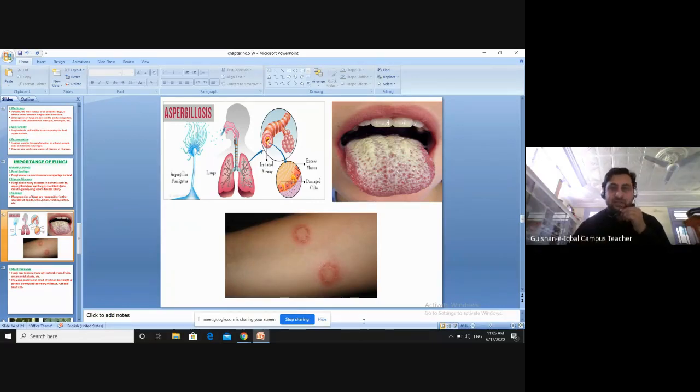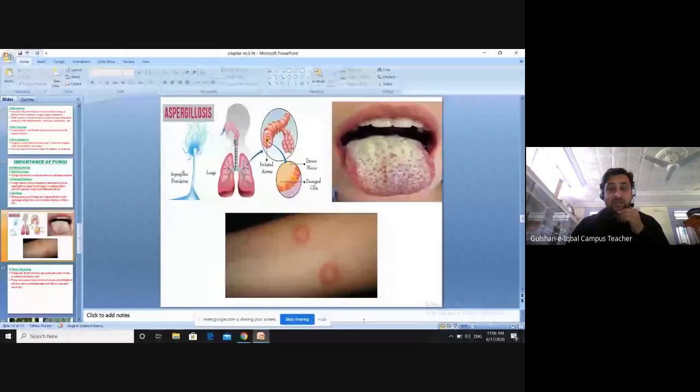The second picture you can see is of moniliasis. Moniliasis is basically the disease that happens on your tongue, your gums, your lips, inside your mouth. So this white colored fungus is known as moniliasis. Then the third picture you can see is of the skin of a human being, where you can see ring-like structures. These ring-like structures are called ringworms. They are formed by ringworm fungus. So these are all the diseases that happen from fungus.